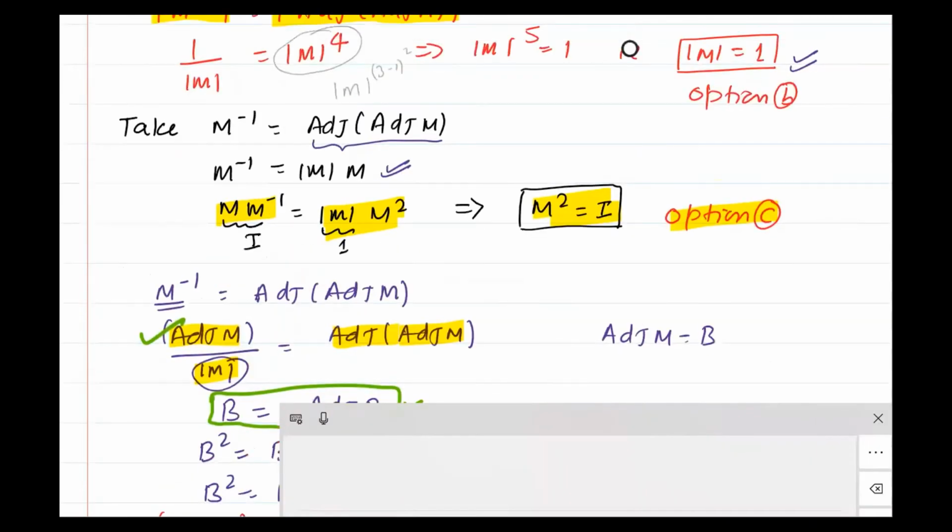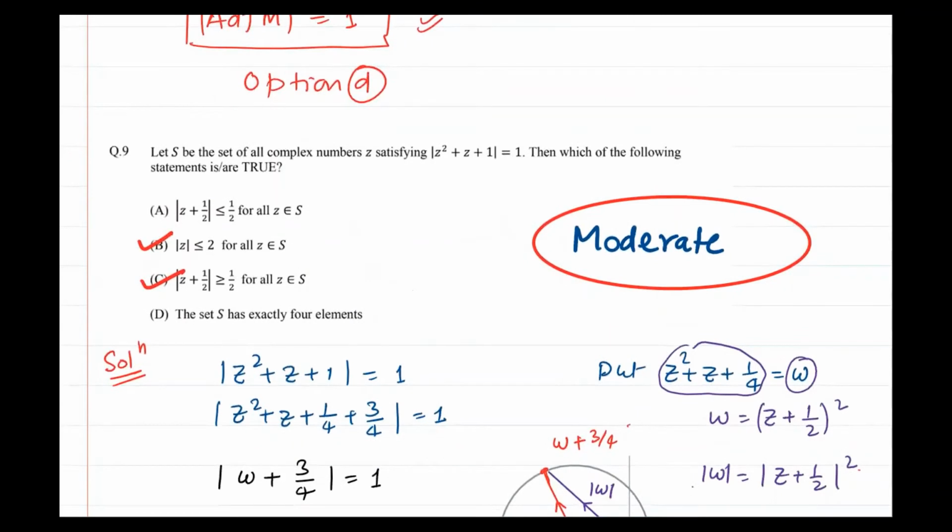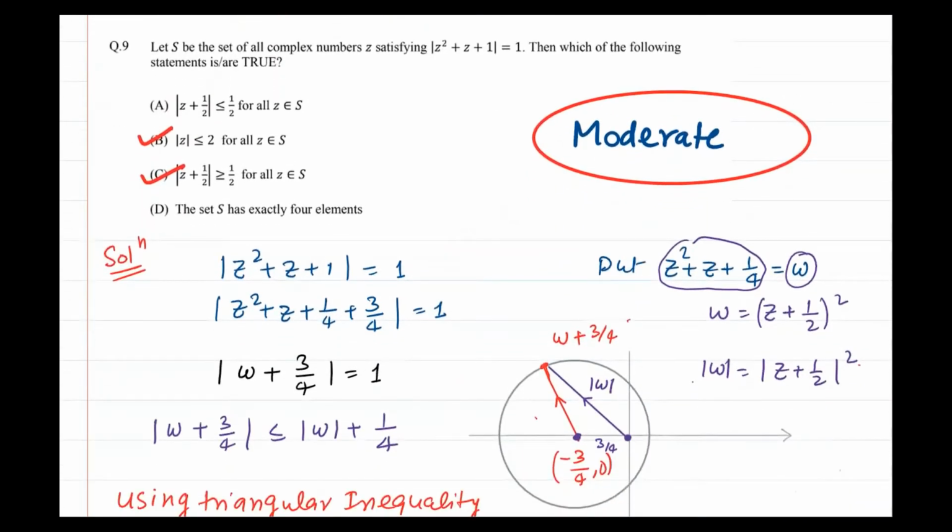Question number 9, and this is a moderate problem of complex number, and most of the students reported that this problem is difficult, but I don't think it is difficult. It is simple, moderate problem. So in this question, we have z square plus z plus 1 equal to 1. So what I have observed here, I have taken z square plus z plus 1 by 4 together, and plus 3 by 4 equal to 1.